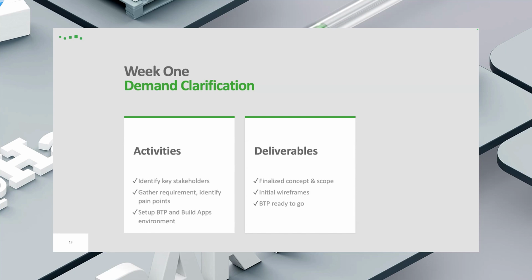The deliverables out of this week would be a finalized concept and scope, and initial wireframes to get an idea what the app's going to look like. The setup is ready for work on the BTP, so we don't have any blockers in terms of infrastructure. And we're ending this week ready to start the next week with clarity and with alignment.